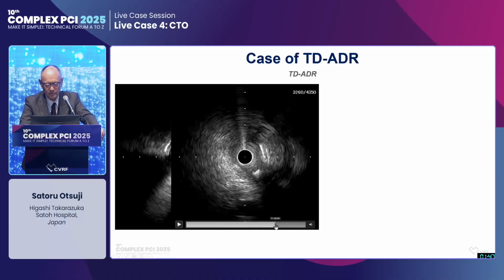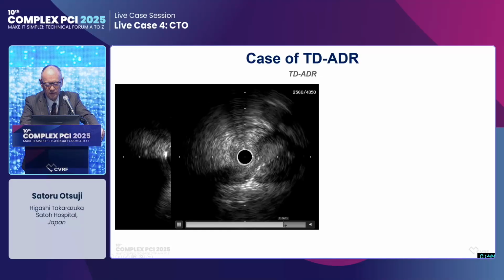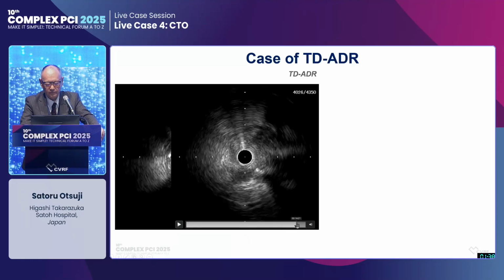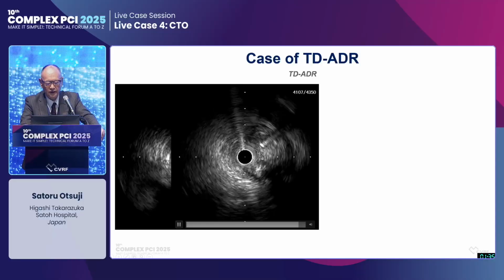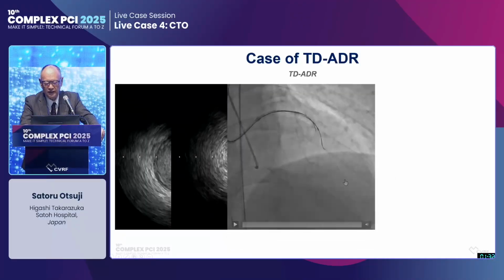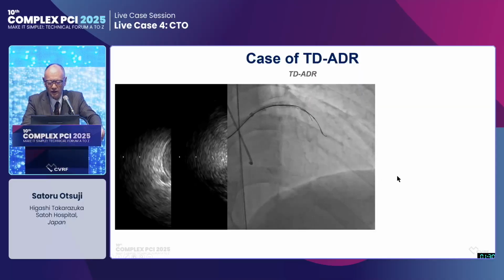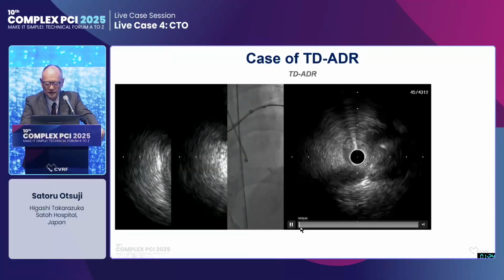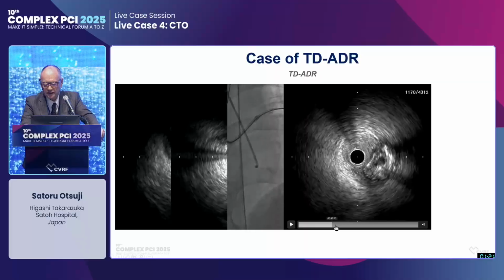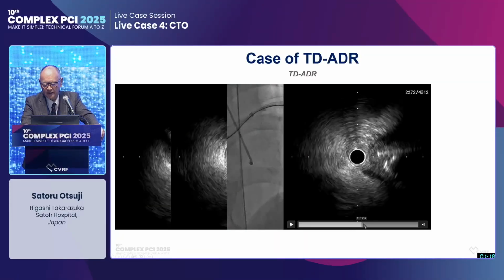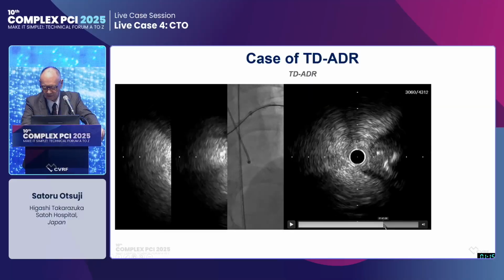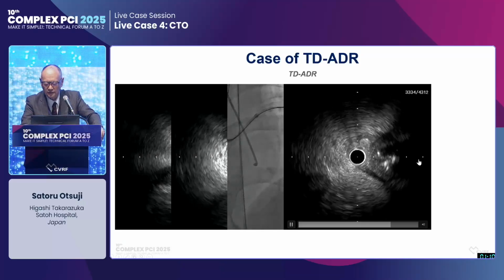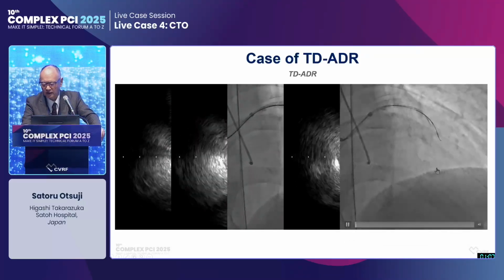But after that, rotating clockwise and counterclockwise, we can get the wire in the true lumen. Okay, we can see the true lumen exactly. Then we switch the wire to the Hsien and go to the distal lumen. And then the microcatheter can go, and we can see the microcatheter. When the microcatheter covers the wire, we can see the echo shadow. And then this is the final angio.